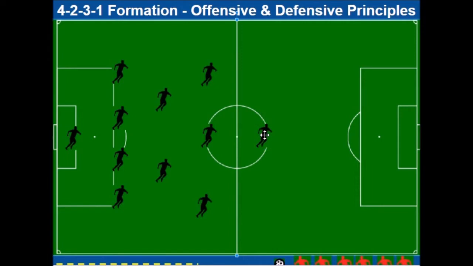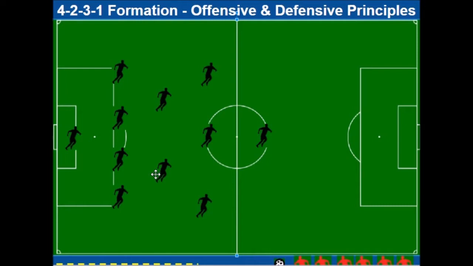Advantages to this formation, it brings you a lot of balance in that you do have some forward options. You have that consolidation and pressure on the ball and defense. So it's a good formation in terms of balance. As well, it can shift into a 4-4-2. It can shift into a 4-3-3.